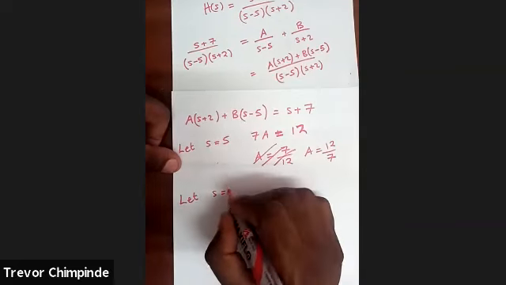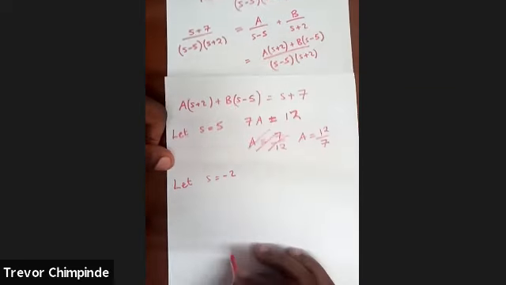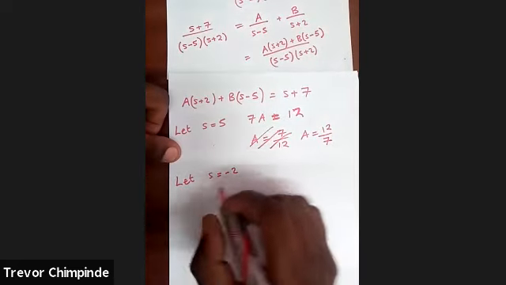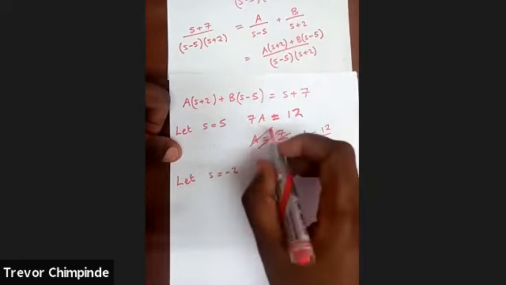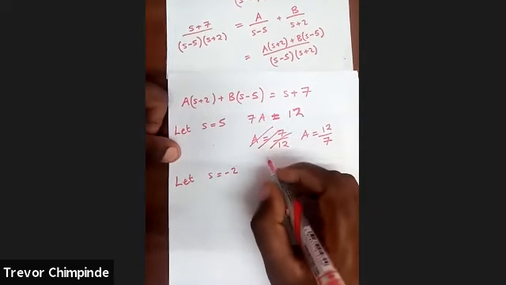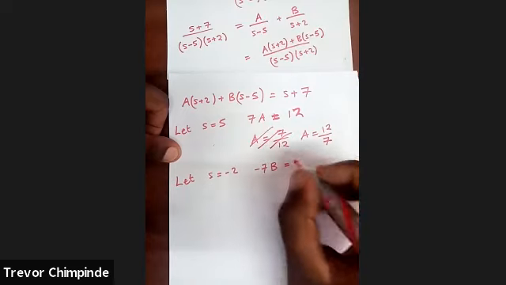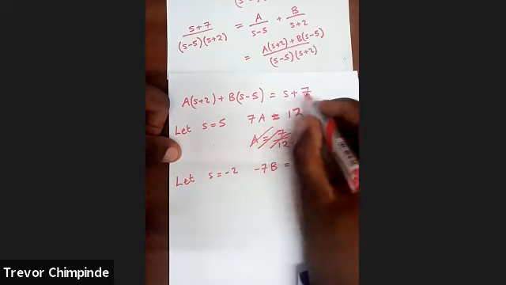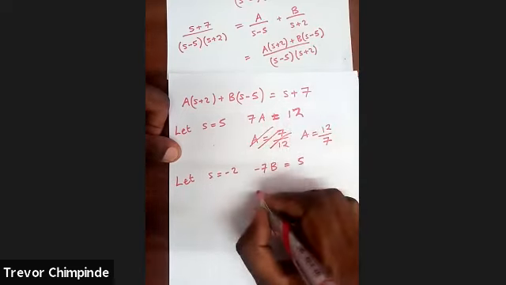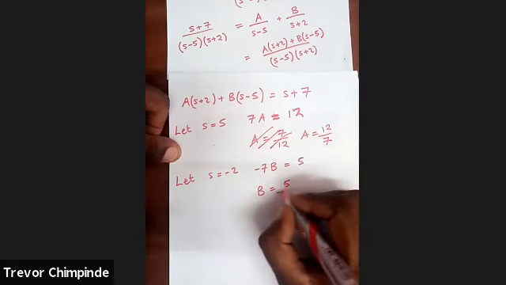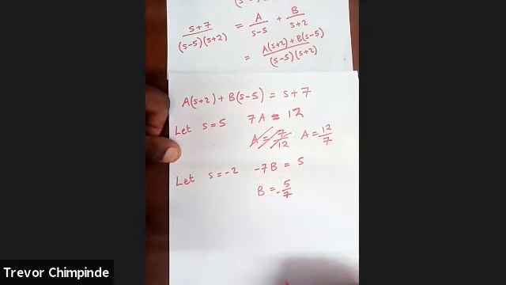Thank you. If S is -2, and why do we choose -2? Because it will make this 0. Then -2 minus 5 is -7. So -7B is equal to -2 plus 7, which is 5. Therefore, B is equal to -5/7. -5/7, yes.